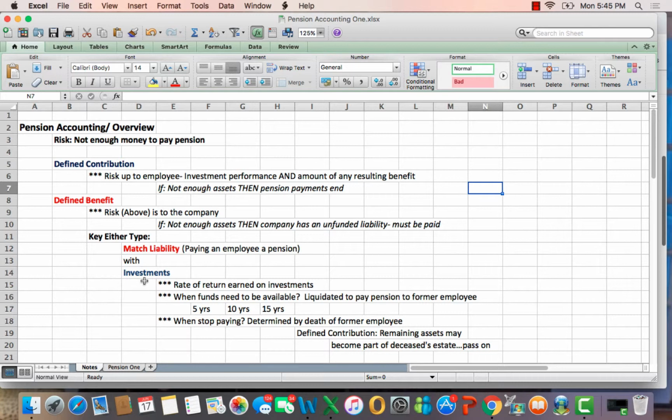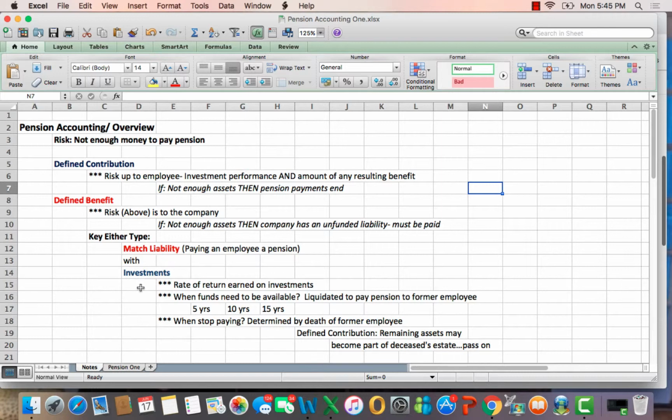Some other details on the investments. We look at the rate of return on the investment. Money managers who invest pension plans have to think about when do the funds need to be available, because they have to liquidate gradually and pay pensions to former employees over time. So they have to match up who's retiring in 5 years, 10 years, 15 years. And lastly, when do you stop paying? And that's determined by actuaries who determine the probability of death of employees in a particular pool that are inside of a pension.